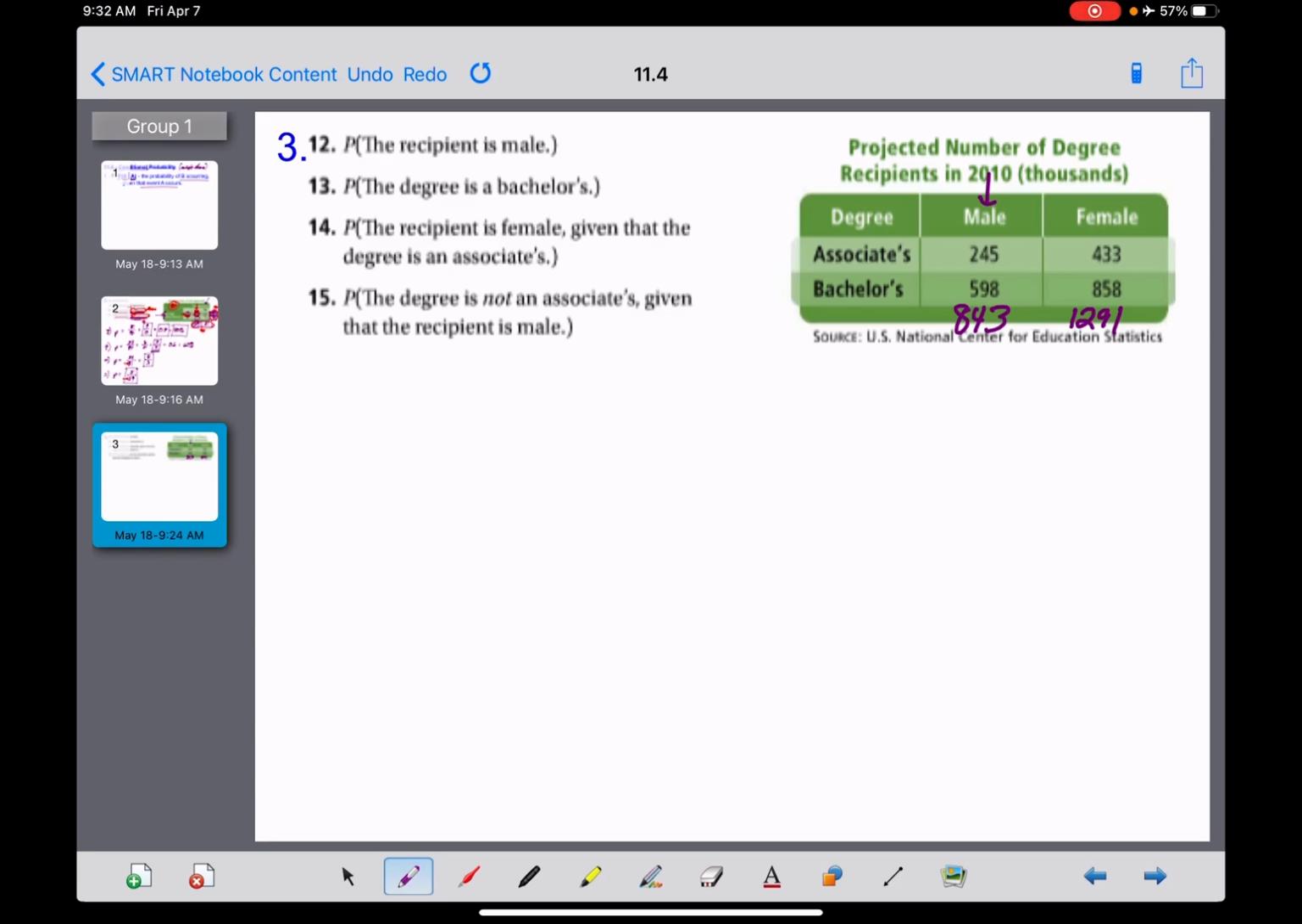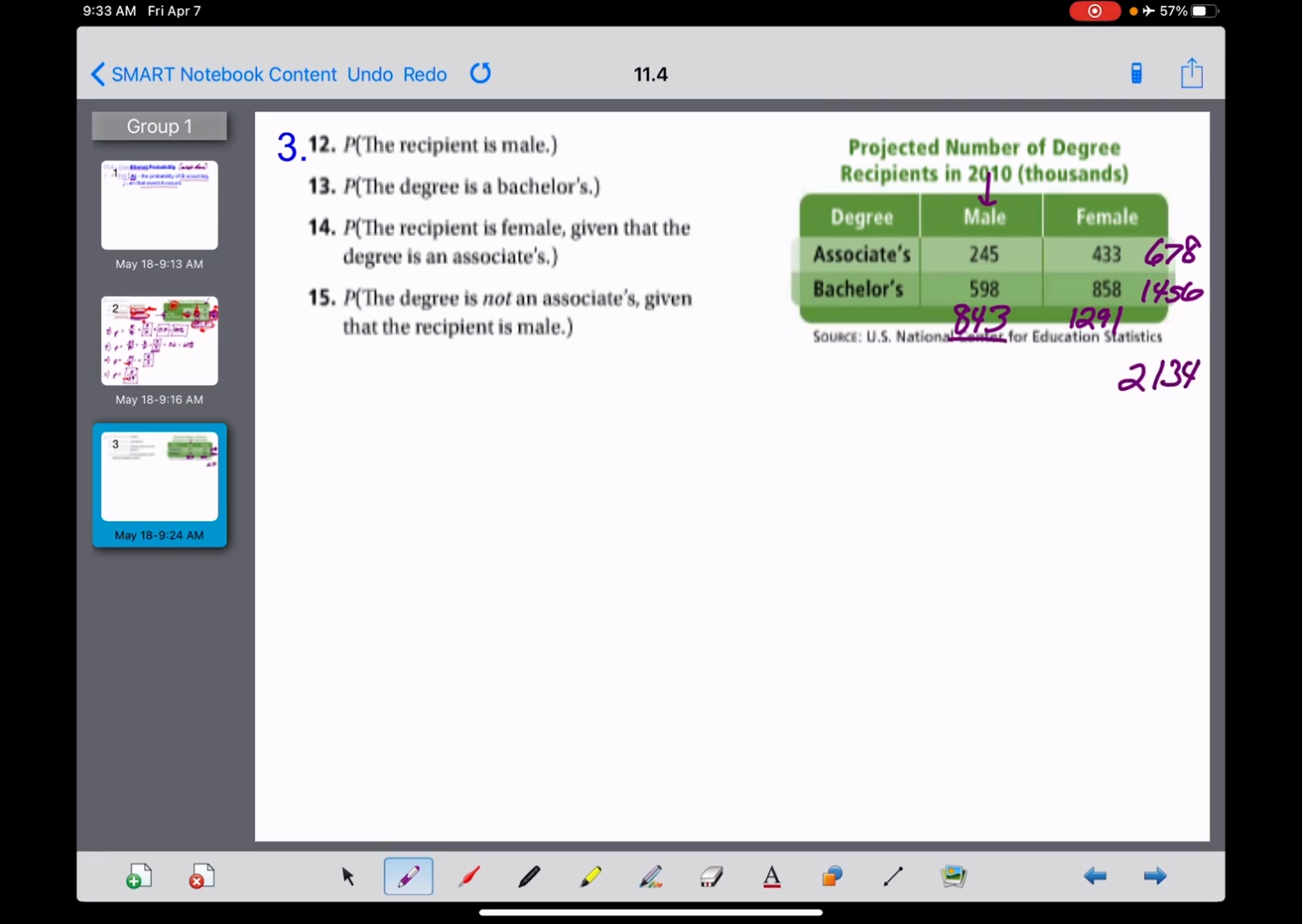The total number of associate's degrees would be 245 plus 433, which is 678 total associate's degrees that were awarded in 2010. And bachelor's degrees, 598 plus 858, is going to get us a big number of 1,456. And what I should find real quick, guys, is if I add the 1,456 to the 678, I should get a total now of 2,134.